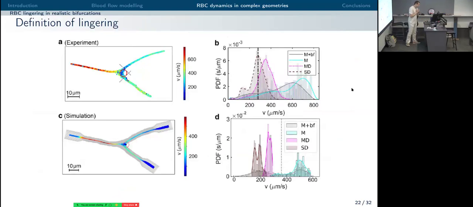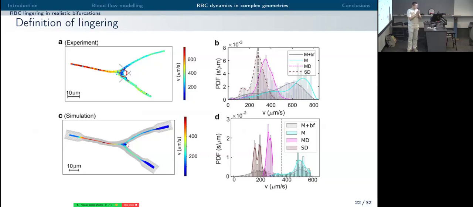And now, how do we define lingering? Because if you don't know what lingering is mathematically or physically, then it's difficult to work with it. And well, saying what lingering is is basically like saying what the length of a piece of string is. It's, well, how long do you need to wait until you say this red blood cell is lingering? And how slow does it have to get in order to linger? There's no clear definition.